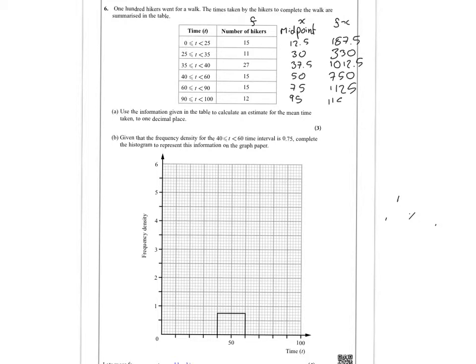And I'm going to add all those up, plus 1125, plus 1025, plus 330, plus 187.5. Is 4545, and the number of people we're told is 100. So the mean is 4545 divided by 100, which is 45.45. To one decimal place is 45.5.